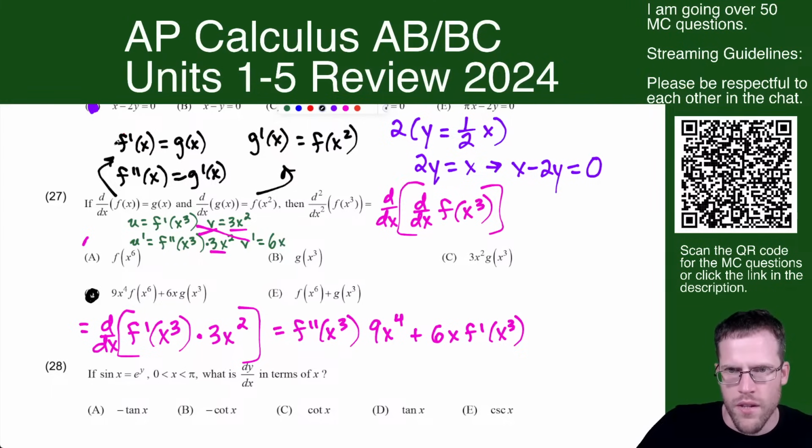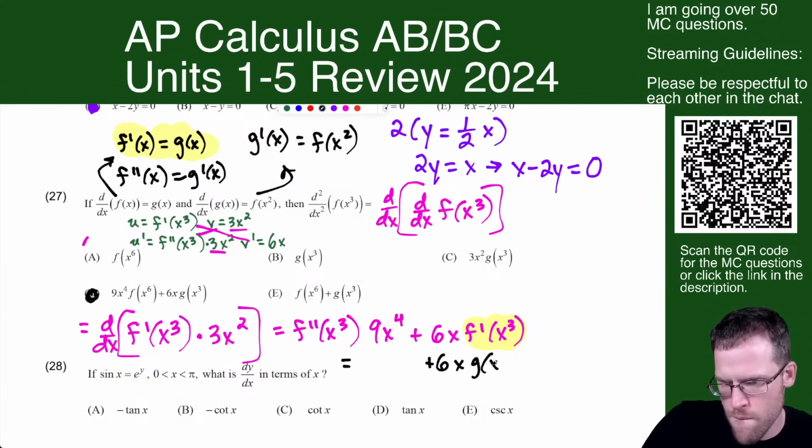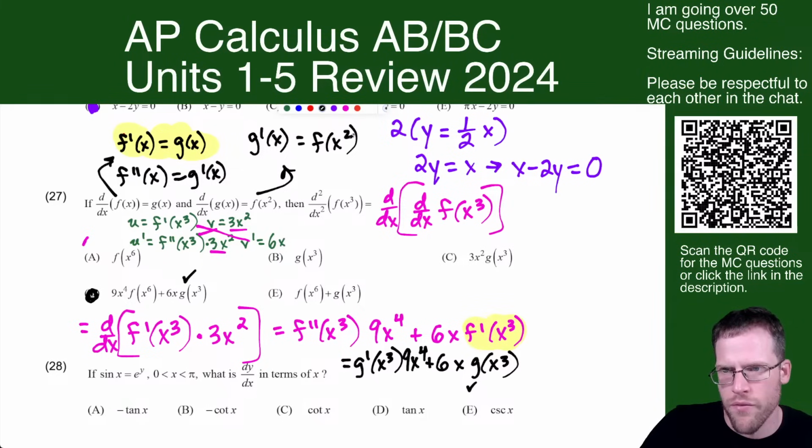So this one, f prime is equal to g. I'm going to use that over here. In the next line, I'm going to say equals plus 6x, and then instead of f prime, I could just say g of x to the third. So you see how this piece is already matching? This part is good. It matches this. But now this part, f double prime equals g prime. So I could say that this is g prime of x to the third times 9x to the fourth. But then see what they said over here? G prime is f of x squared.